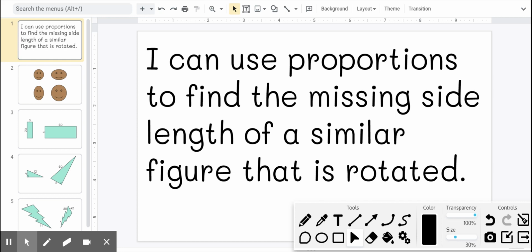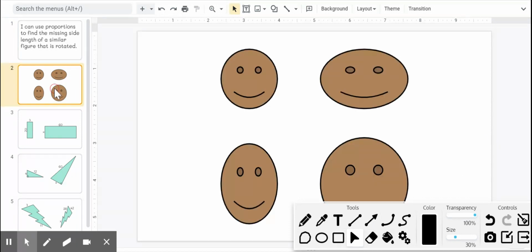I can use proportions to find the missing side length of a similar figure that is rotated. Let's quickly review what similar figures are.